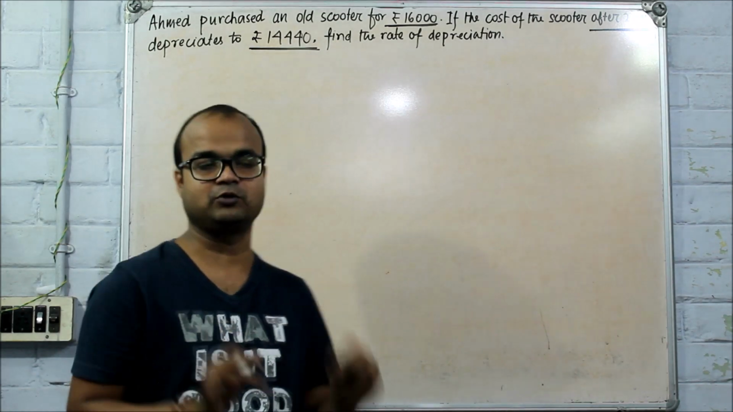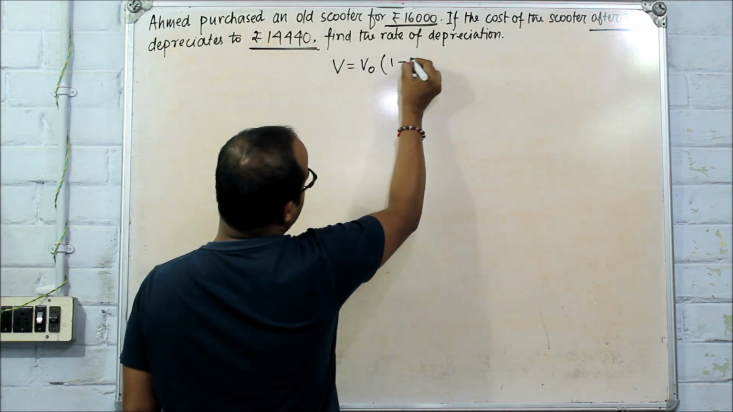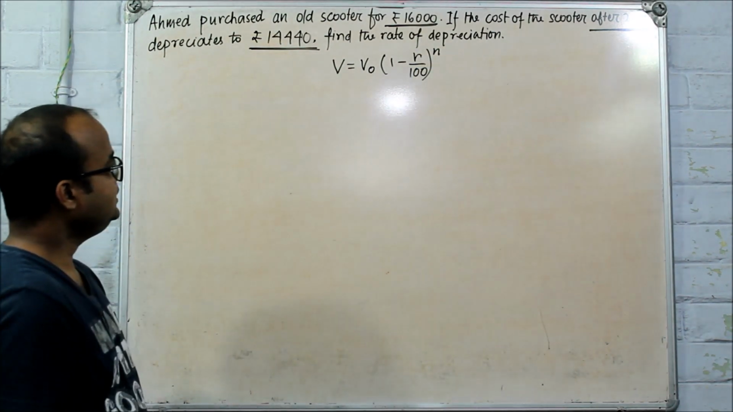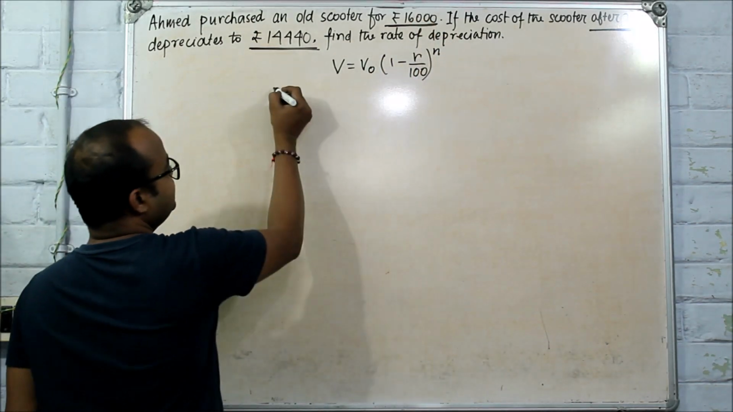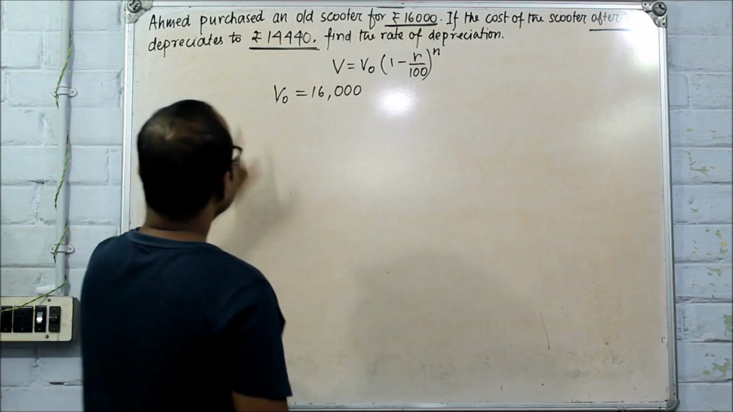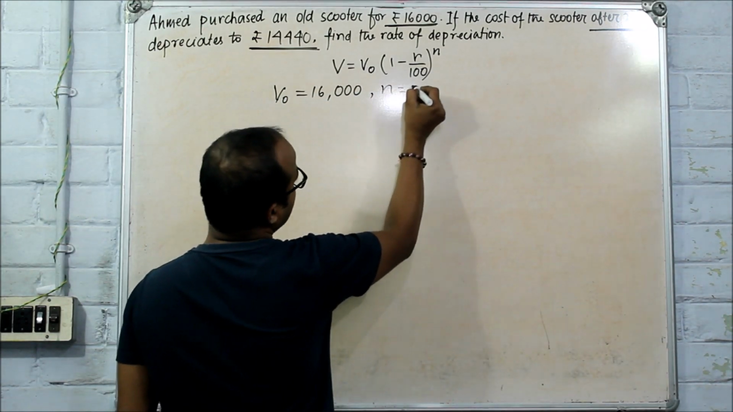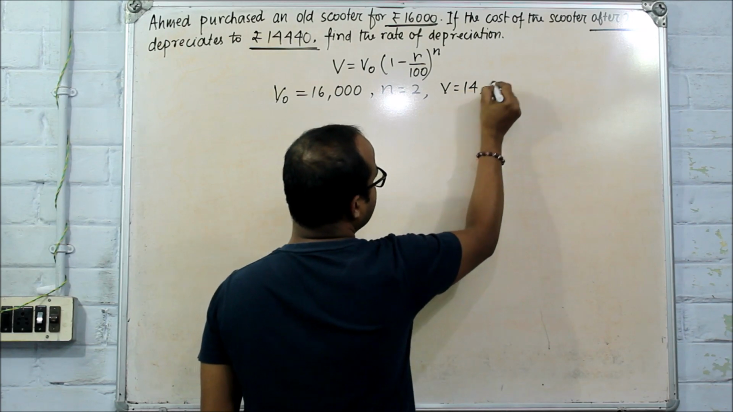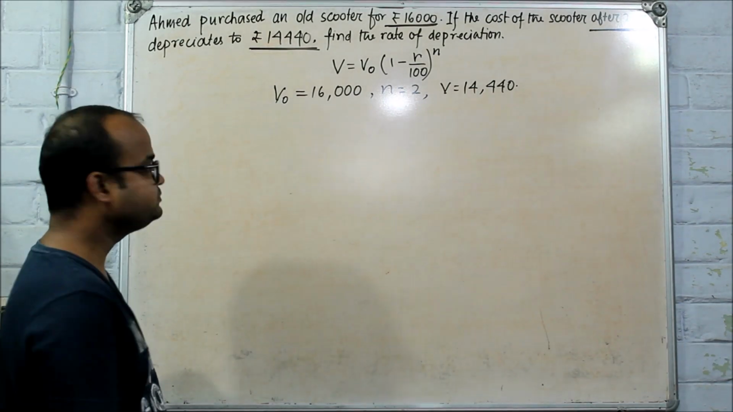So first we write down the formula. V is equal to V0 (1 minus R by 100) to the power n. Now depreciation, so this will be its initial value, that is V0 is equal to 16,000. Cost of the scooter after 2 years, that is n is equal to 2, and the final valuation V is equal to 14,440. So first substitute the value.